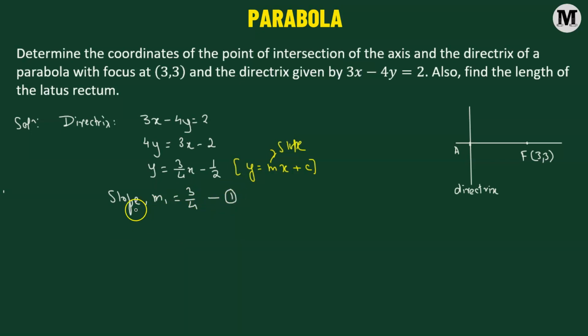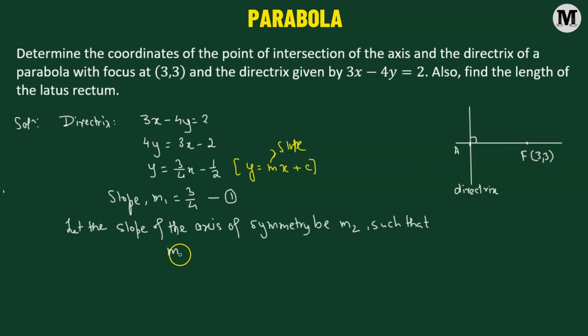Now, the reason why we first find the slope of the directrix line is that using it we can find the slope of the axis line, because the two lines are perpendicular to each other and we have a property of straight lines. Whenever two lines are perpendicular to each other, the product of their slopes equals -1. So we'll consider the slope of the axis of symmetry line to be m2, where m1 times m2 equals -1. Since we already have the value of m1, m2 equals -1 over m1, or -4/3. This is the slope of the axis of symmetry line.